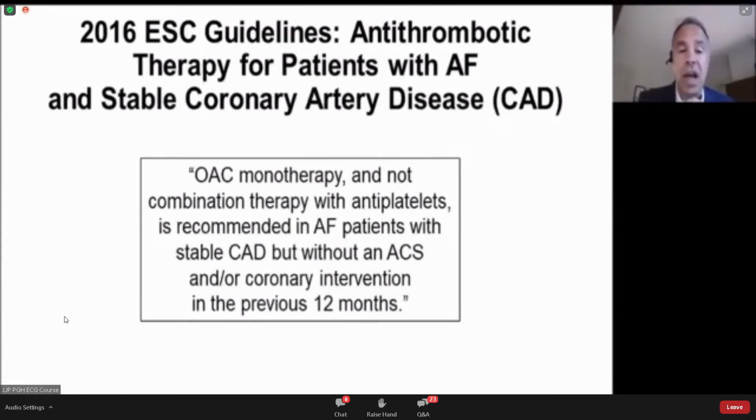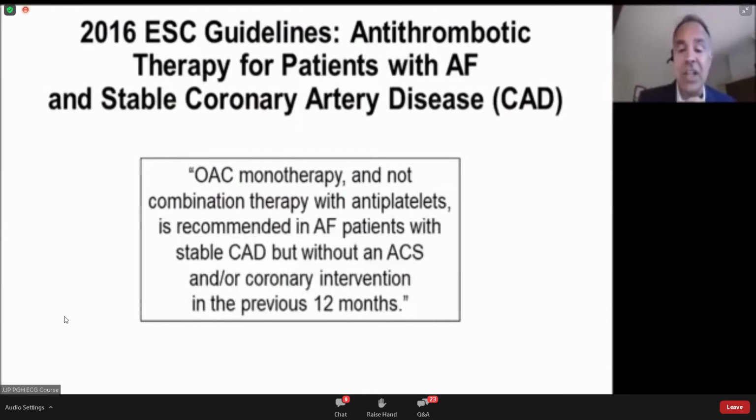And so that, of course, is one of the reasons that the 2016 ESC, European Society of Cardiology, guidelines for antithrombotic therapy for patients with atrial fibrillation and stable coronary disease, like our patient case, suggest that oral anticoagulation monotherapy without any combination with antiplatelets is actually recommended for atrial fibrillation patients who have stable coronary disease, of course excluding those who've had a recent acute coronary syndrome or coronary intervention in the previous 12 months.